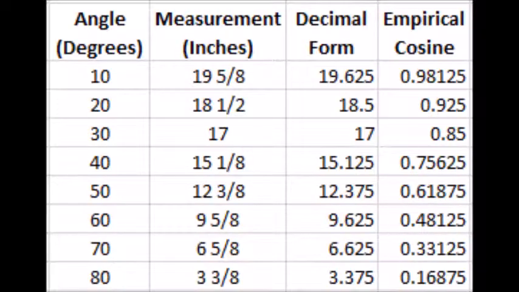The first 2 columns of this table are the data obtained from our measurements. The third column is simply representing the fractions as decimals. Remember that cosine is a ratio of adjacent over hypotenuse. In our case, the hypotenuse is the radius of the quarter circle, 20 inches. So each entry in the fourth column corresponds to that of the third column divided by 20.